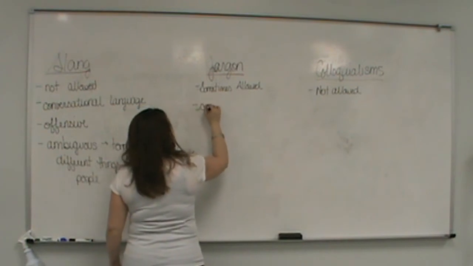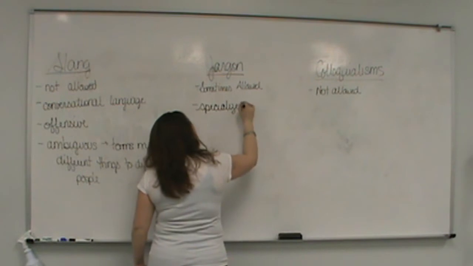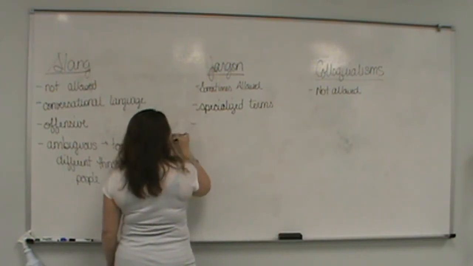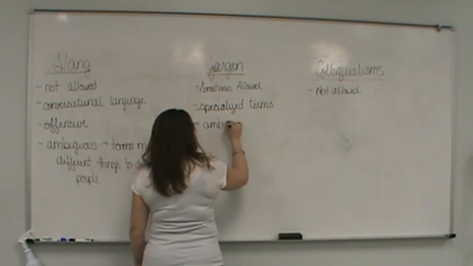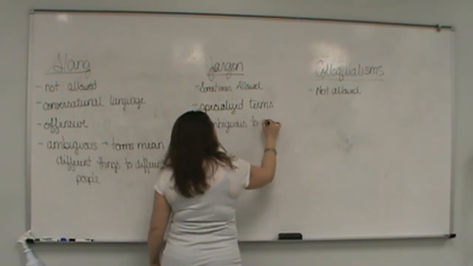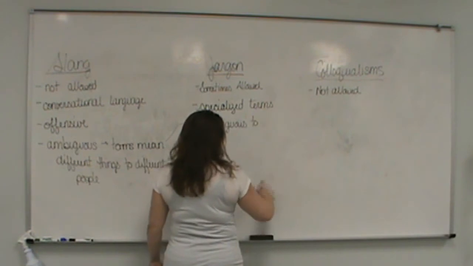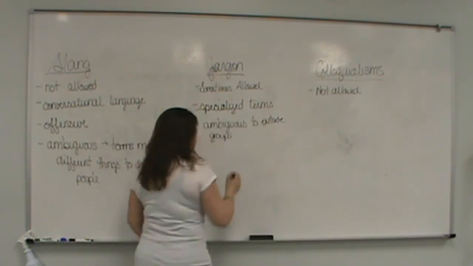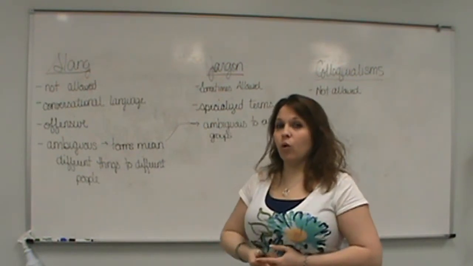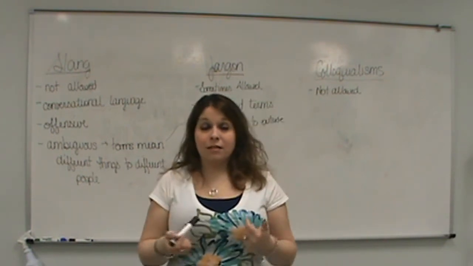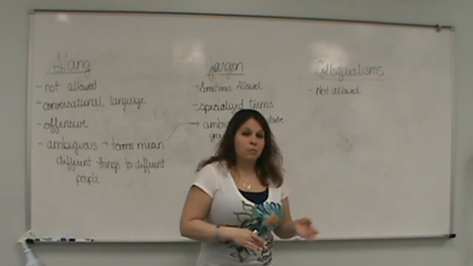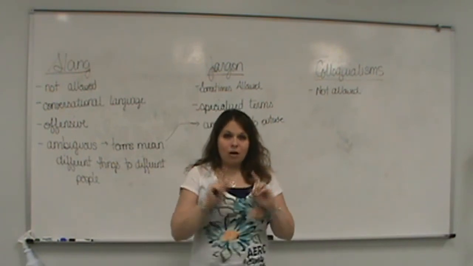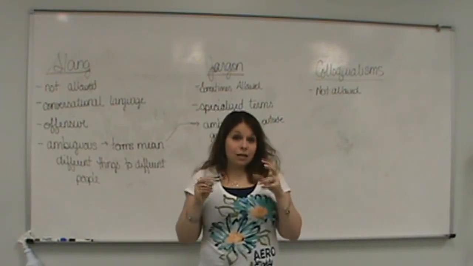So jargon are specialized terms. Jargon, just like slang, can also be ambiguous to an extent. I'm going to write ambiguous to outside groups, and I'll explain what that means as soon as I write it. So, you all in dental hygiene are going to have a whole big list of jargon by the time you graduate. In English land, and as a teacher, I have sets of jargon. As someone who used to work in medicine, I have a set of jargon. We have jargon here. Jargon are words that people outside of that profession, outside of that society, might not understand.